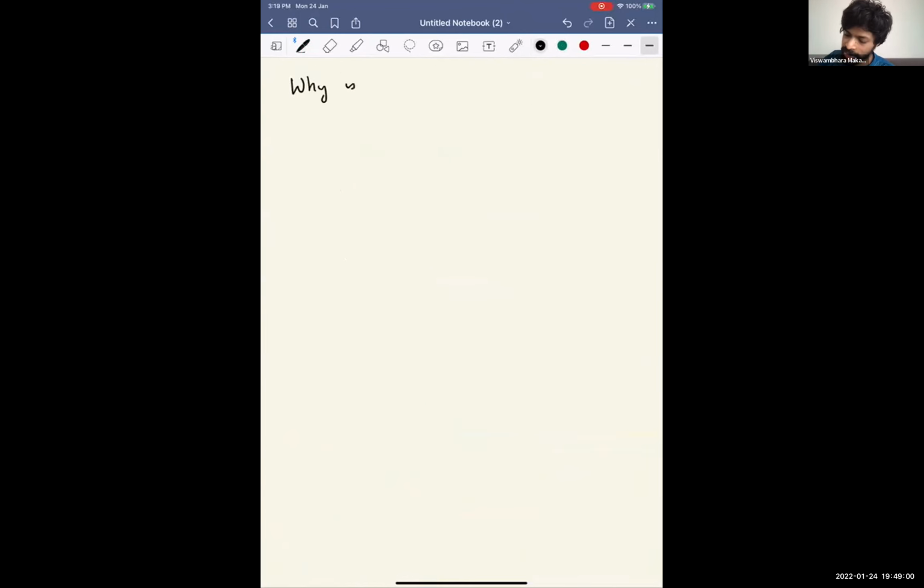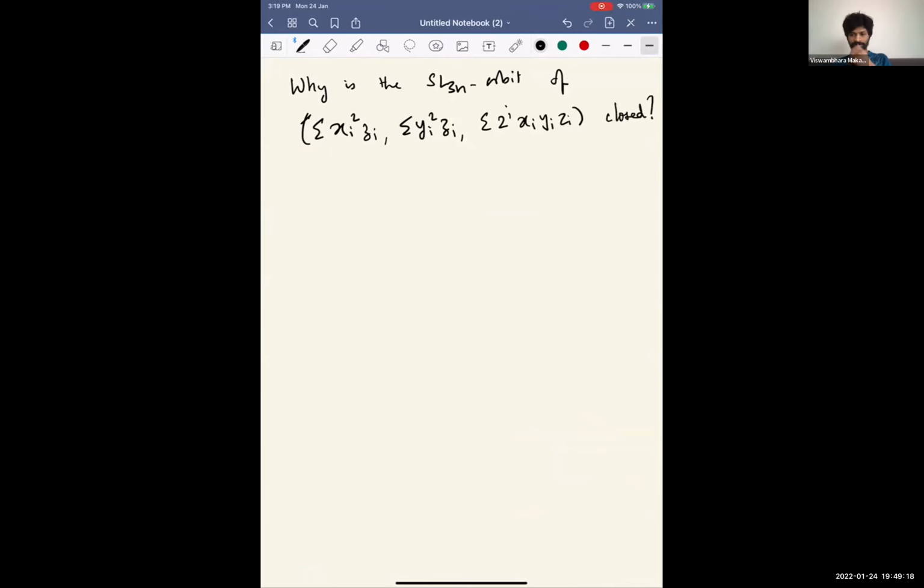So why is the SL3n orbit of sum of xi squared zi, sum of yi squared zi, and sum of 2 to the i xi yi zi closed? Yeah, this doesn't have an easy answer. So I'm going to come through it. I'm going to tell you for a few minutes where the idea comes from, and then a couple of minutes, a very quick explanation of computationally how you make that work.